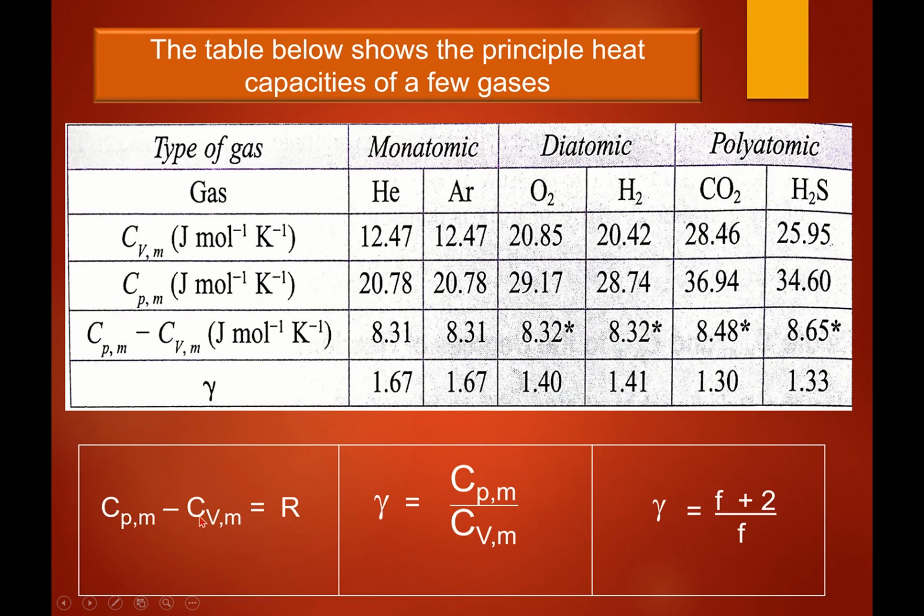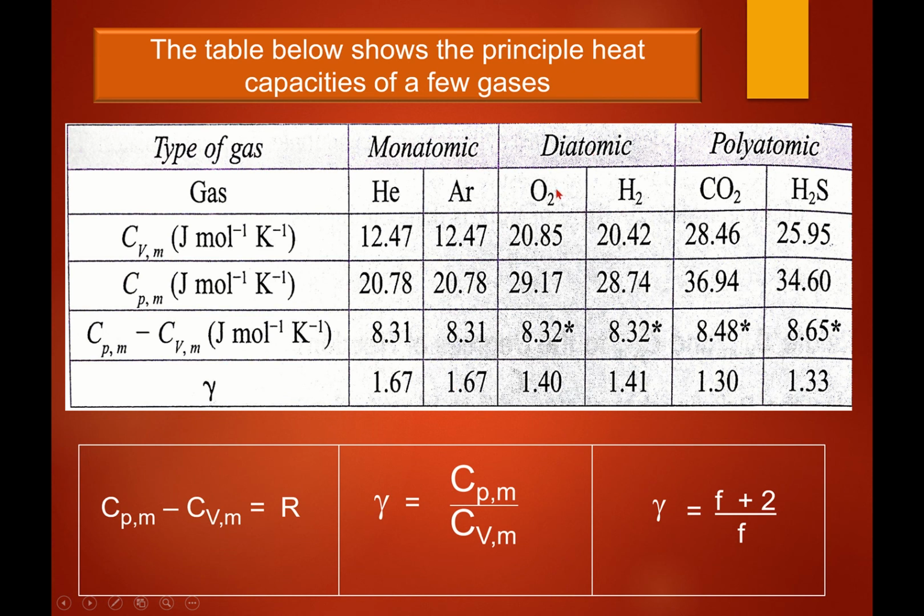Okay, this is also what we have discussed before. CPM minus CVM equals R, gamma equals CPM per CVM, and gamma equals F plus 2 per F. For the given CVM and CPM molar heat capacities of certain gases, for example helium, we calculate gamma and get 1.67, and for argon we also get 1.67. So we can conclude that for all monoatomic gases, gamma is 1.67.